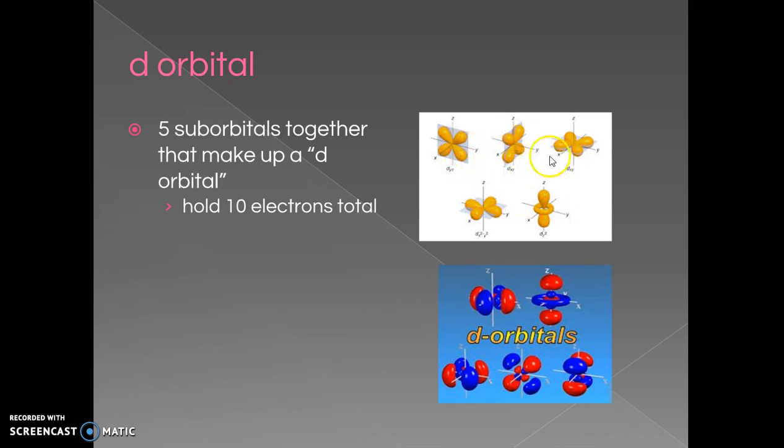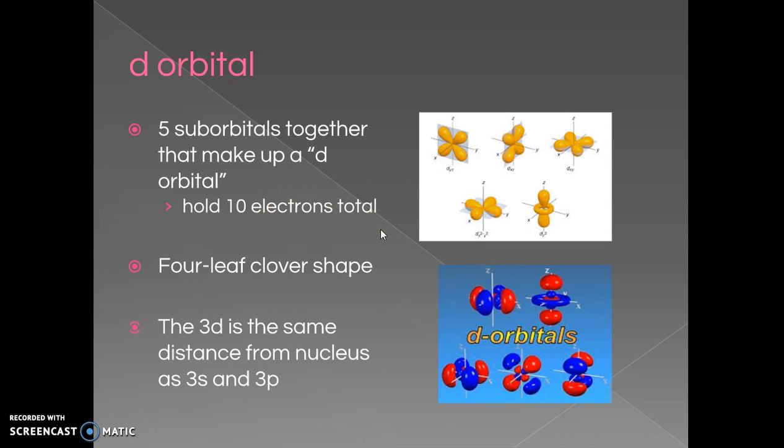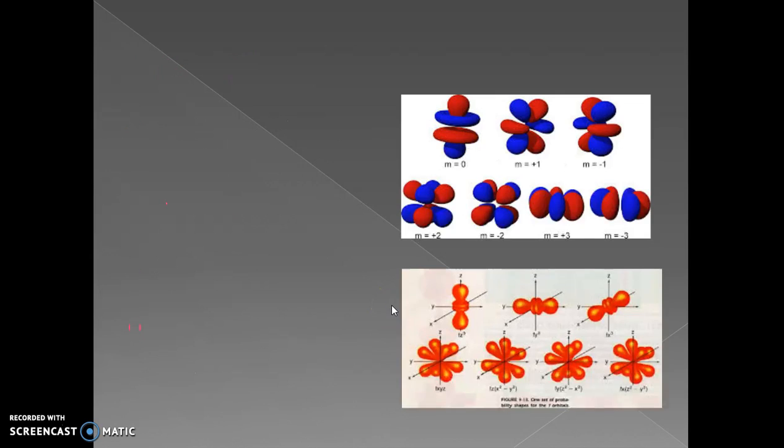So you can imagine all 5 of those put together on top of each other. You wouldn't really be able to see much. So that's why they separate it out. And they can hold 10 total electrons. They're 4-leaf clover shaped. And the 3d is the same distance out as the 3s and the 3p. So all 5 of these on top of each other are going to exist in that same space, 3 from the nucleus, that n equals 3 level, as the 3s and the 3p.